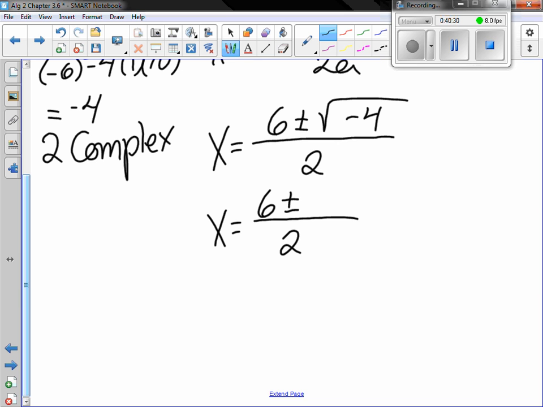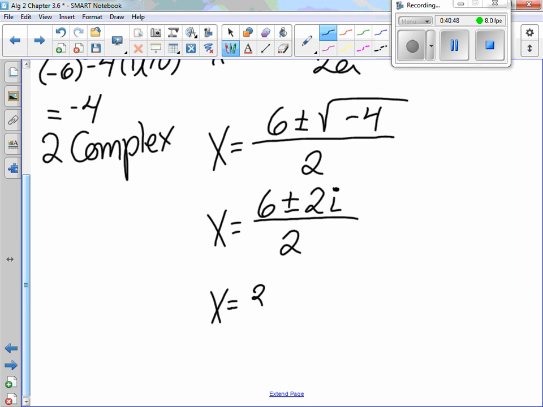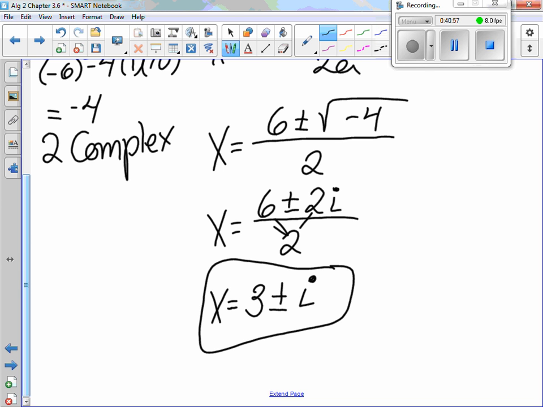Well, this here, the negative would come out as i, and the square root of 4 is 2. Now, all three of these have a greatest common factor of 2. I can just divide it, yes? 6 divided by 2 would be? Because I'd have to do both of them, because 6 divided by 2 is 3, 2 divided by 2 would be 1. We have to do both. And so the answer for this here is 3 plus or minus i. So if it does ask for it, because most likely I know it's going to ask for negative 4, 2 complex, it might ask for what the actual solutions are. We'd give them here.